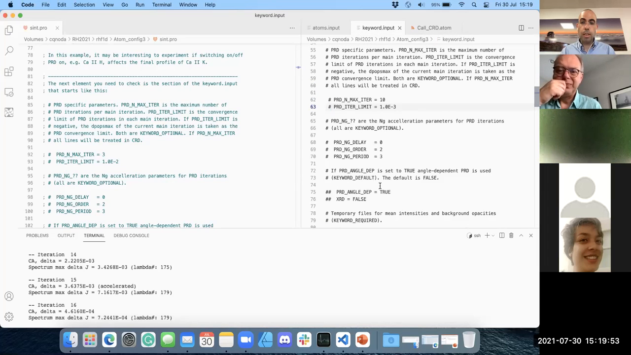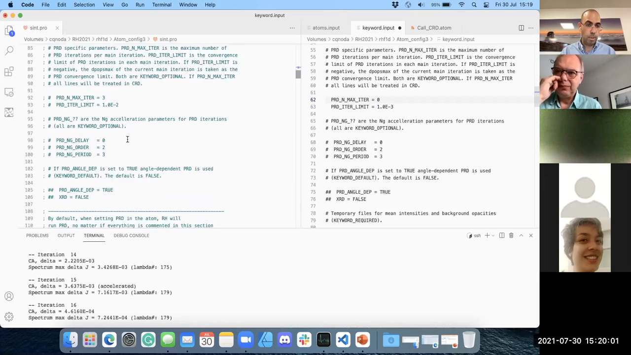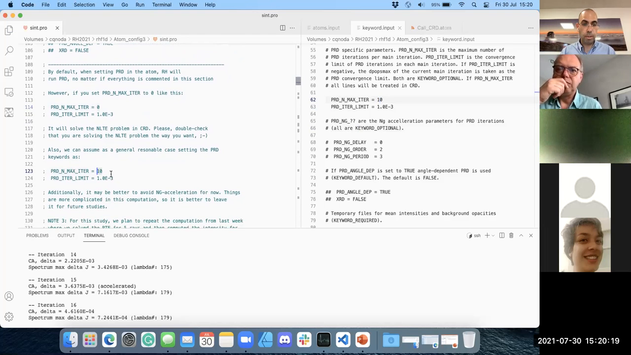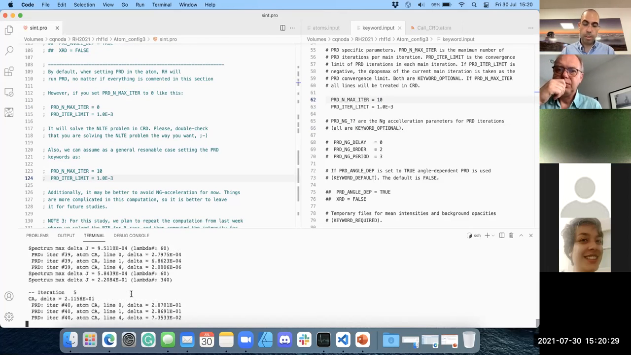This is by default. If you uncomment this line and you put here 0, this is what I'm writing here, then it will be CRD, okay? So the result of this computation should be exactly the same as the previous one, even if we add in PRD on the atom. But if you add a number here, for example, I think this is advisable, like 10 iterations and then 10 to the -3. Then if you run, you will see that now there's a lot of text here.